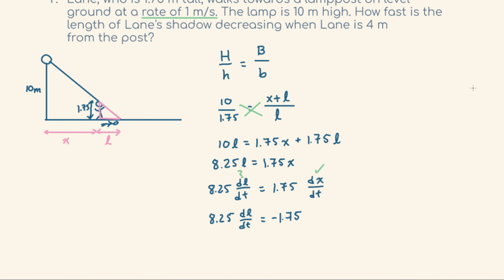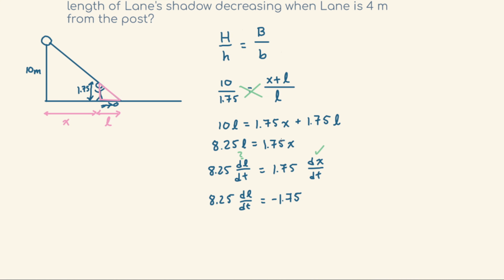So let's scroll down a little bit here, okay? And we're going to get dl over dt is equal to negative 1.75 divided by 8.25, and that's just going to come out to negative 0.212 meters per second. And that's your answer for question F.